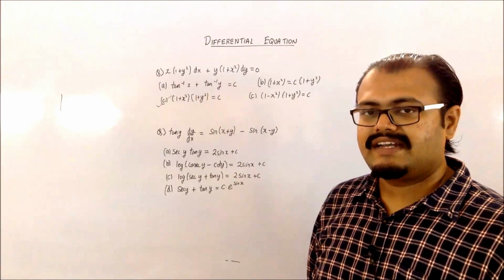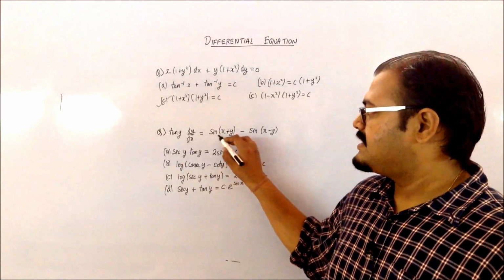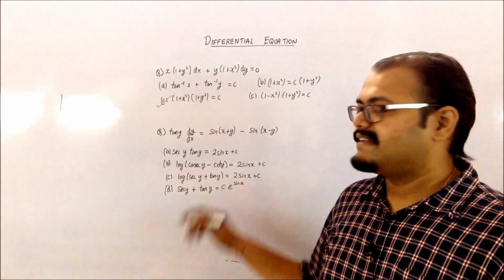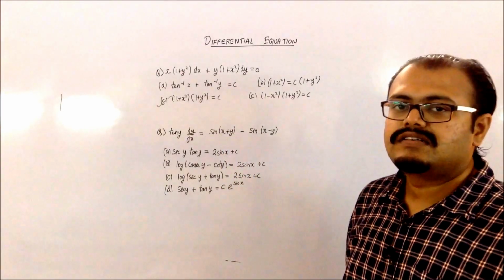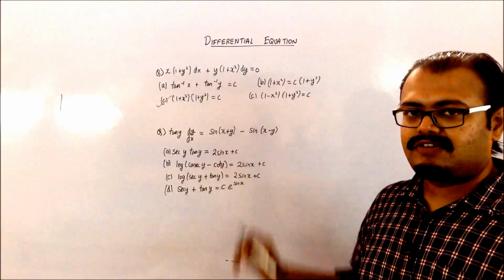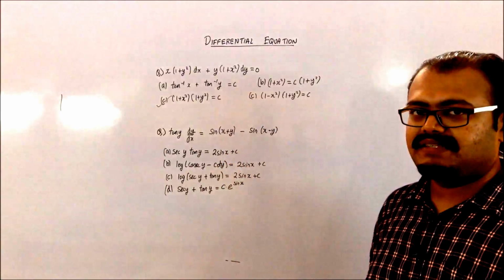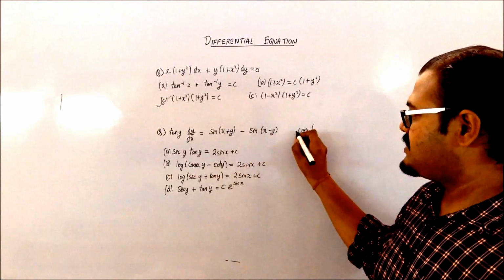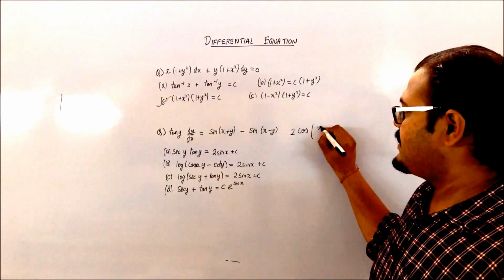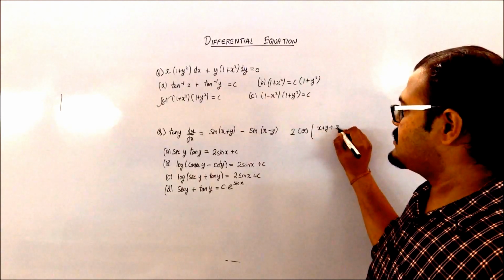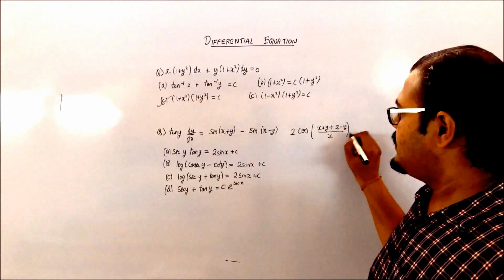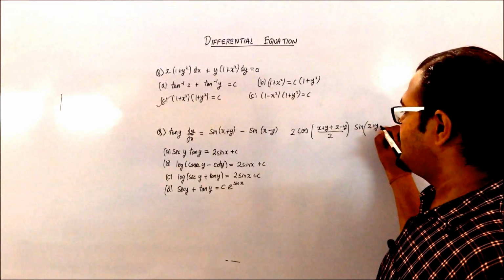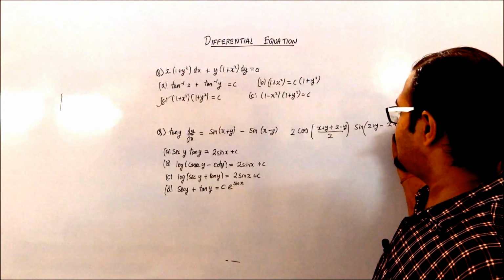So what you can do is you can apply the formula for sin a plus b minus sin a minus b, or you can also apply the formula for sin a minus sin b. So what you can do over here is apply the formula for sin a minus sin b. So sin a minus sin b will give you a cos of a plus b by 2 with a 2 outside. So x plus y plus x minus y by 2 into sine of a minus b by 2. So that becomes x plus y minus x plus y by 2.